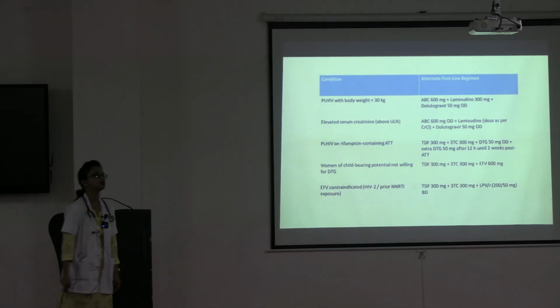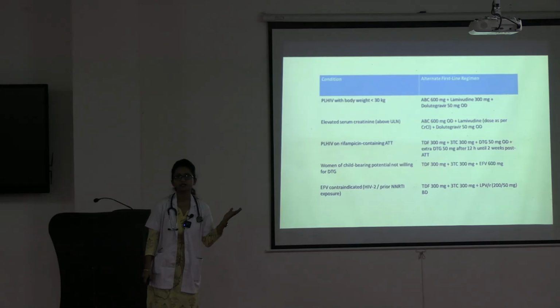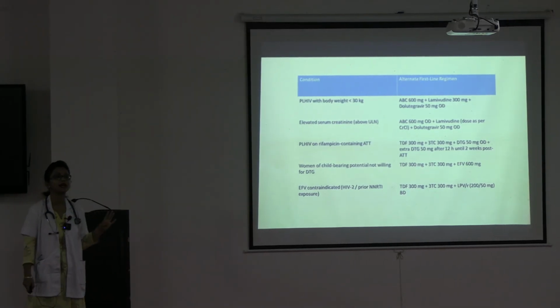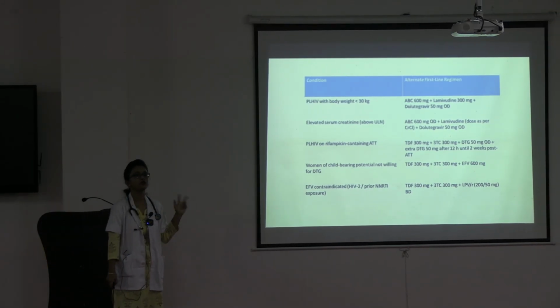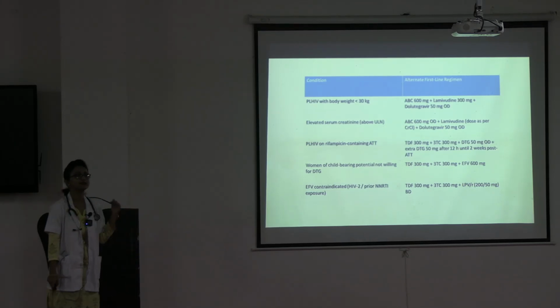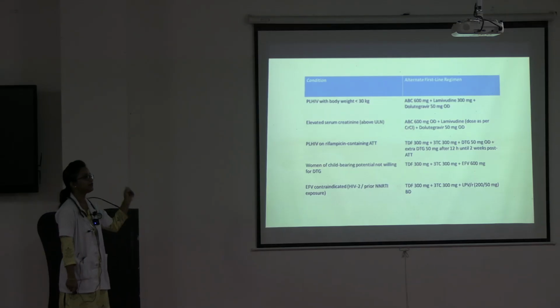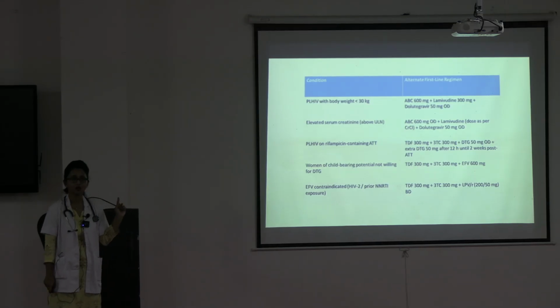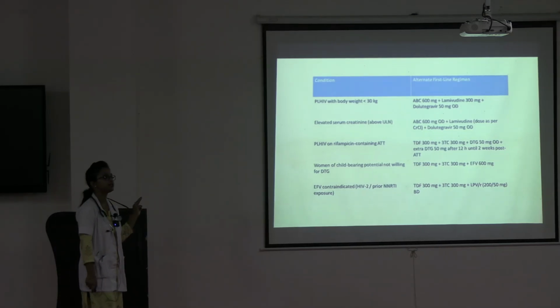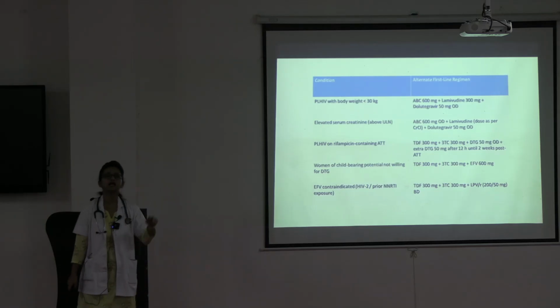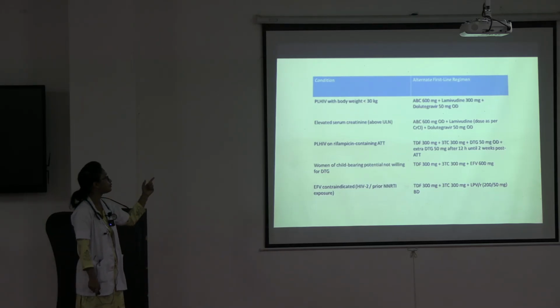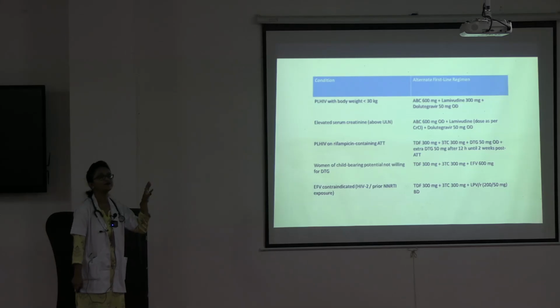Now, there are certain conditions where you can't give this first line ART regimen. Here comes the role of the second line ART. Whatever I have told you, tenofovir, lamivudine and dolutegravir, you can use it in patients who are more than 30 kg at least. But in patients who are less than 30 kg, you cannot give tenofovir. In that case, you have to give abacavir. Okay. Second special situation is the patient is having CKD with an increased serum creatinine. Here you have to find the creatinine clearance first. Then in place of tenofovir, you have to use abacavir 600 mg and you have to titrate the dose of lamivudine. But dolutegravir you can give.